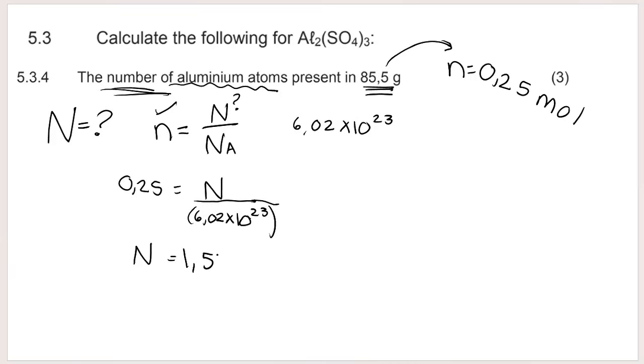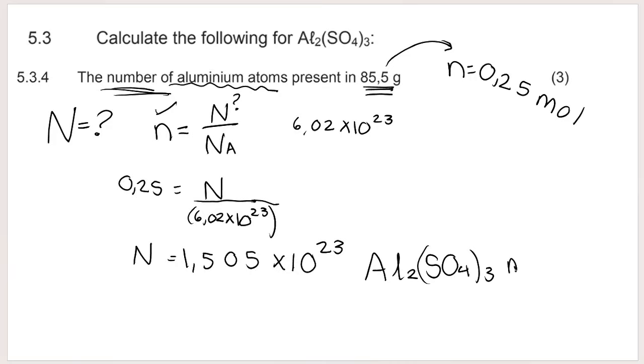1,505, I'm not rounding off, times 10 to the 23, that is the number of aluminium sulfate molecules or compounds. That means I have that many of these compounds, but I want to know how many oxygen atoms, sorry, not oxygen atoms, how many aluminium atoms I have.